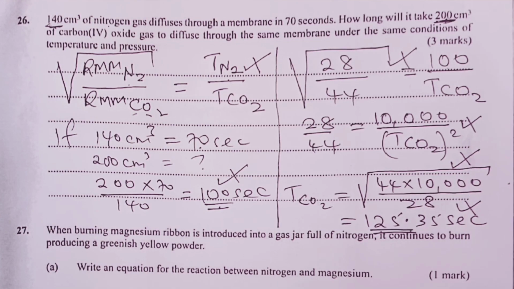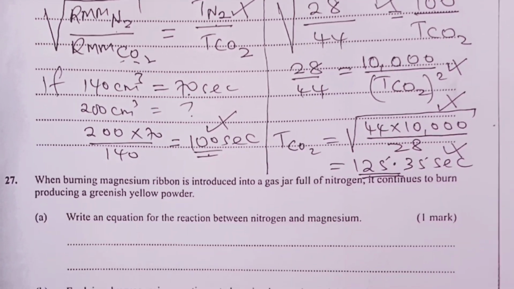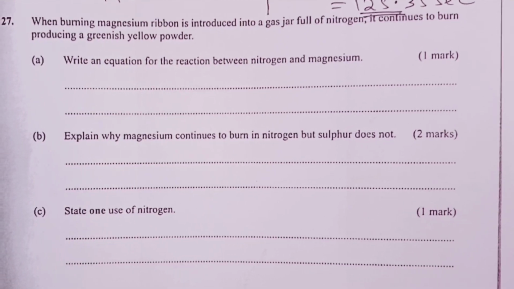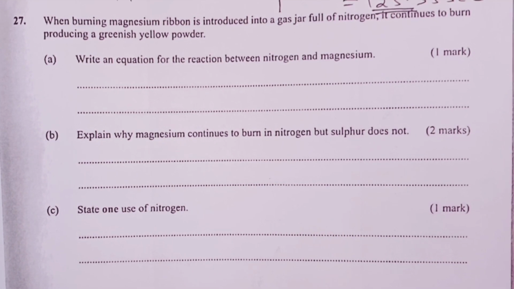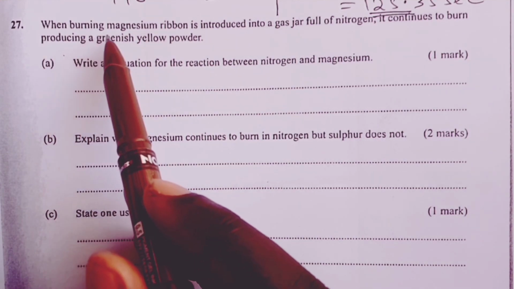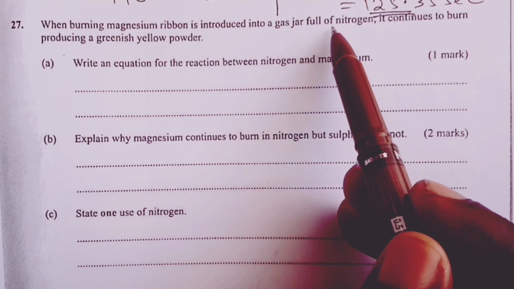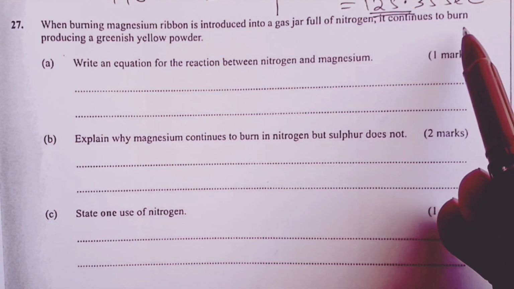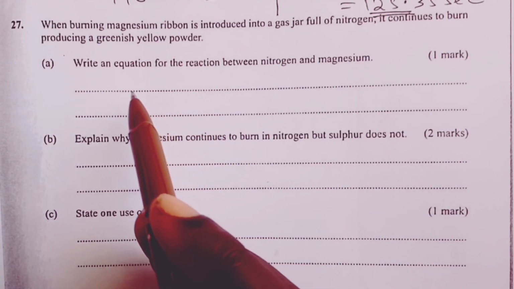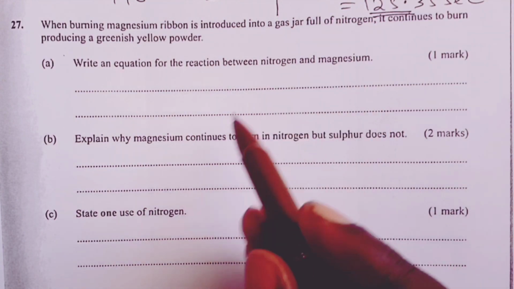Moving on to the next question. This is number 27. Number 27 is still from Form 3. Topic is nitrogen and its compounds. So we are asked, when burning magnesium ribbon is introduced to a gas jar full of nitrogen, it continues to burn, producing a green-yellow powder. Write an equation for the reaction between nitrogen and magnesium.